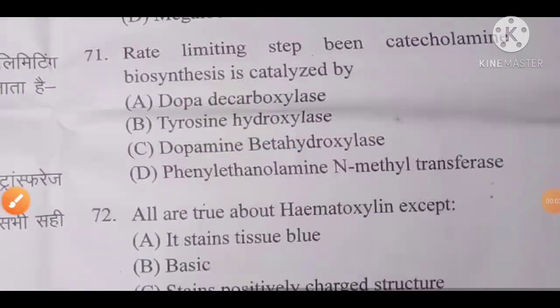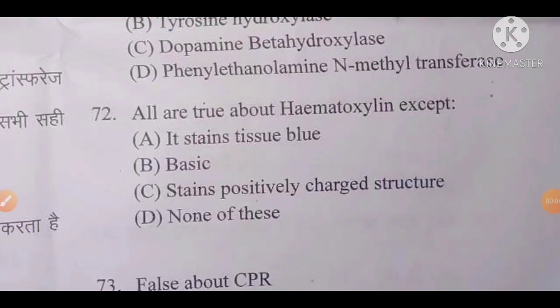Move to the next question, number 72. All are true about hematoxylin except option A, it stains tissue blue, B, basic, C, stains positively charged structure, D, none of these. And the fact available regarding this question, it is hematoxylin is the stain that stains the nucleus blue or purple. So the option A statement will be correct. It is also a basic dye, so option B will also be correct. Option C, stains positively charged structure.